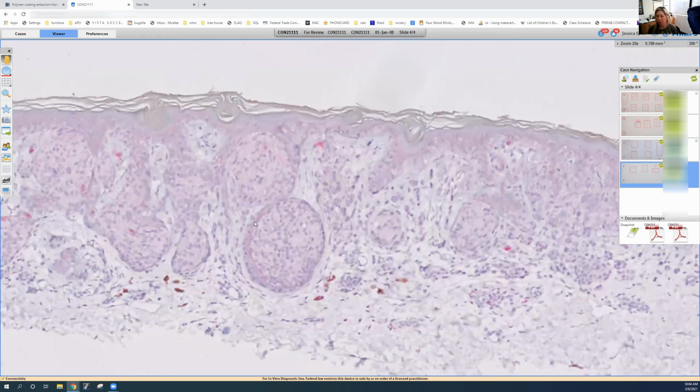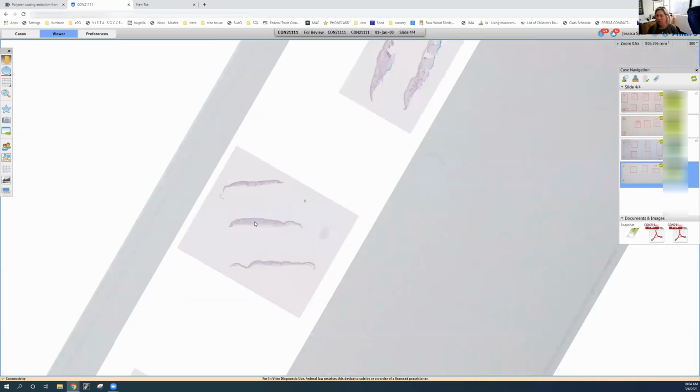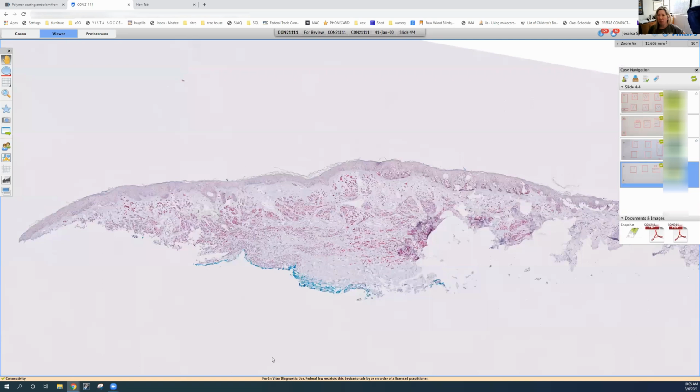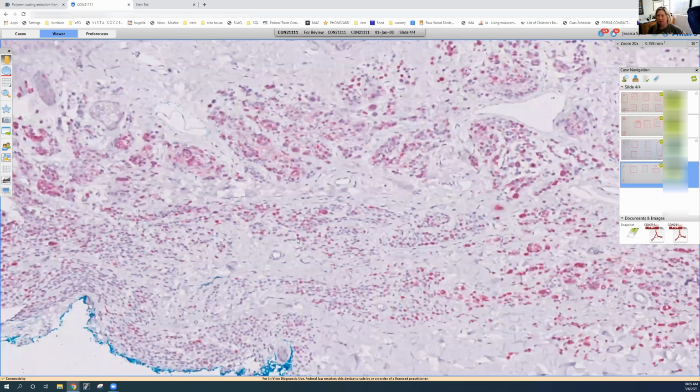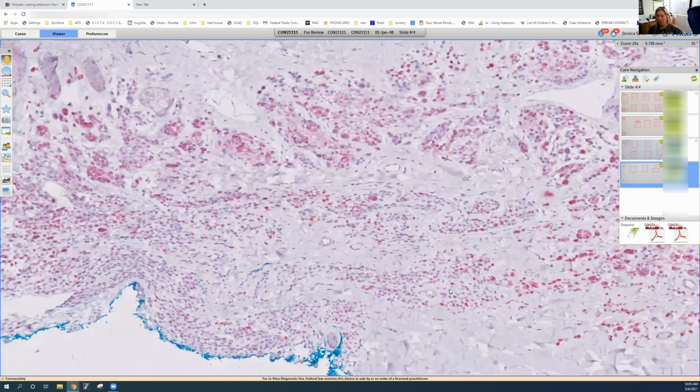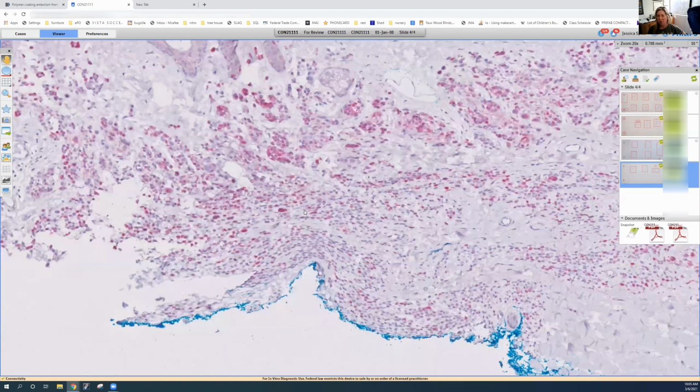So here we have our tumor. Let's see if the control is actually on this slide here. Yeah, so here is what you would see in a totally benign melanocytic nevus P16 staining. It stains the nucleus and cytoplasm. And most of the cells in this tumor are positive for P16. That's a benign pattern.